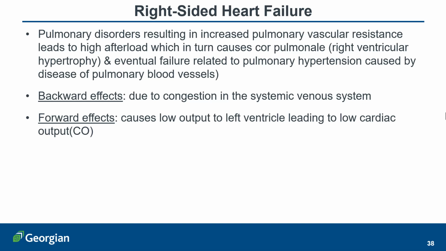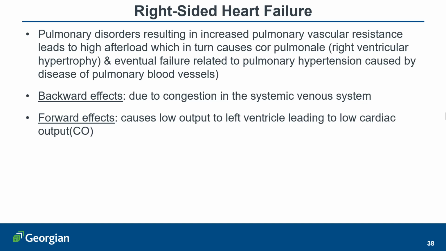Right-sided heart failure is all because of the effect on, perhaps because of left-sided heart failure. So pulmonary disorders resulting in increased pulmonary vascular resistance, which is left-sided heart failure, leads to a high afterload, which in turn, as we mentioned on the previous diagram, leads to cor pulmonale, which is right ventricular hypertrophy. And eventually, it leads to right ventricular failure due to the pulmonary hypertension caused by the pulmonary congestion.